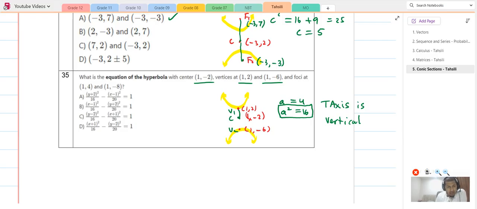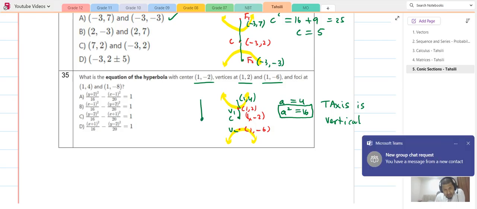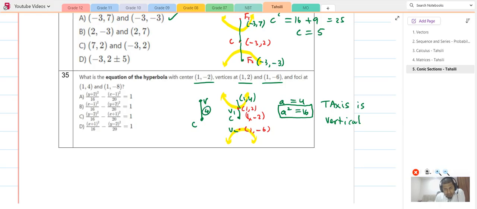Now, the foci are at (1, 4). So you're further adding 2 there. So that would have been 6. Because remember, from the center to the vertex is 4, and from the vertex to the foci is another 2. So 4 plus 2 is 6. So the value for C is 6. So C squared is equal to 36.